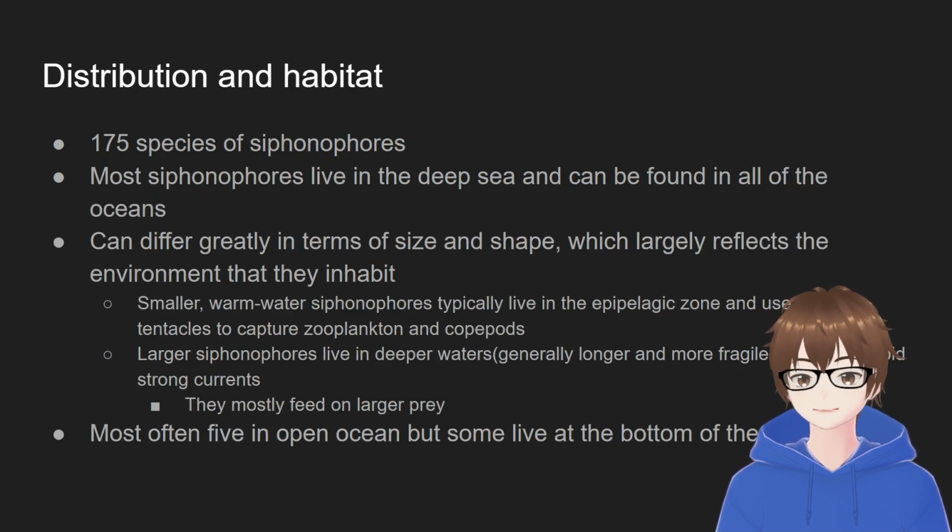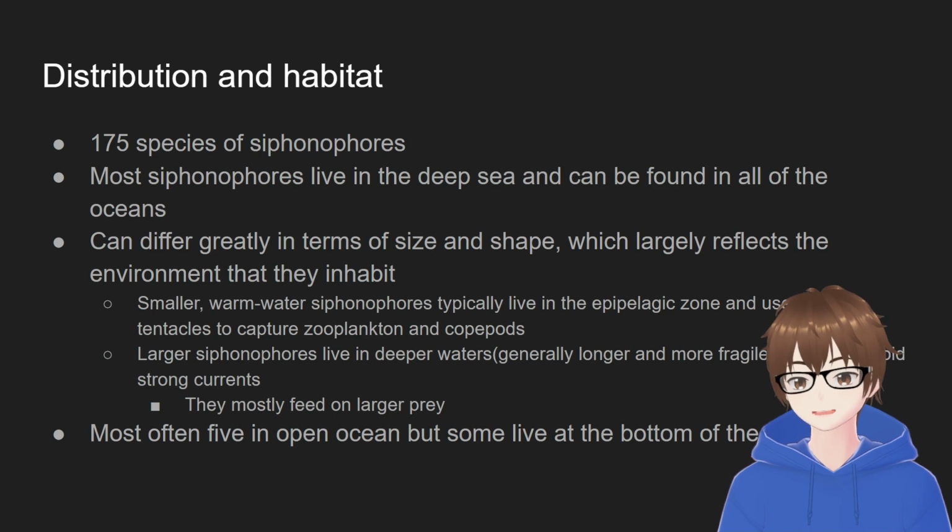And then their distribution and habitat. So there's over 175 species of Siphonophores in the ocean, and most Siphonophores live in the deep sea and can be found in all of the oceans of the world. They can differ very greatly in terms of size and shape, which largely reflect the environment that they inhabit.